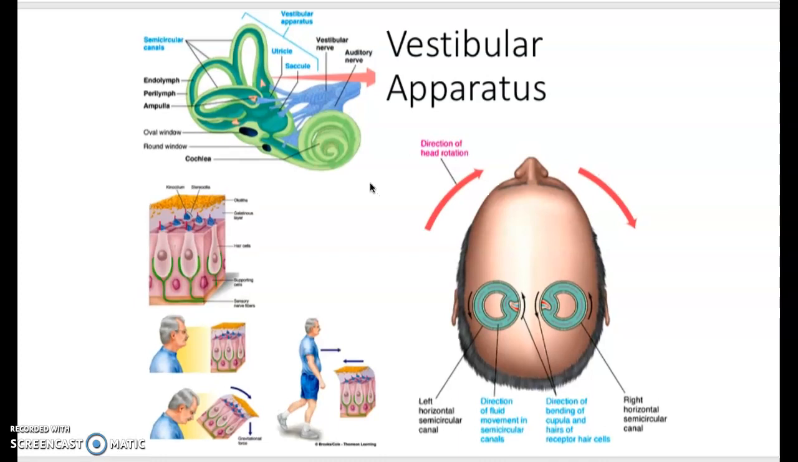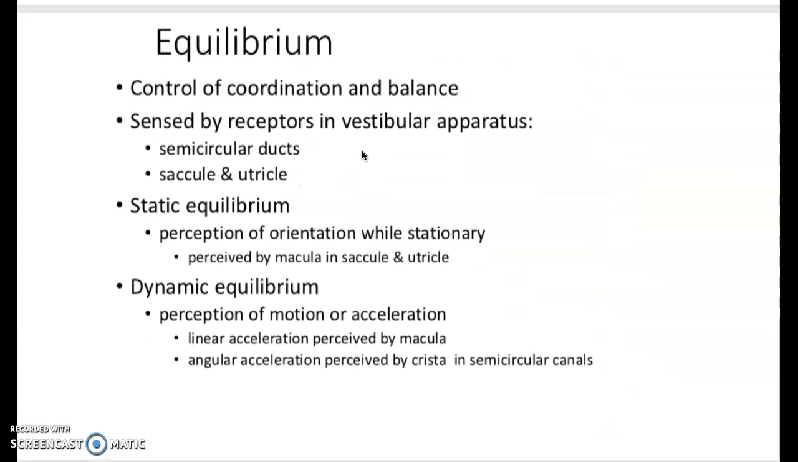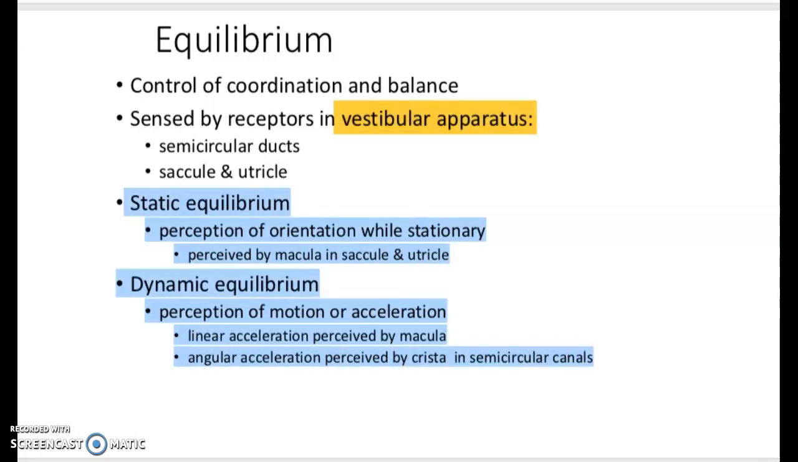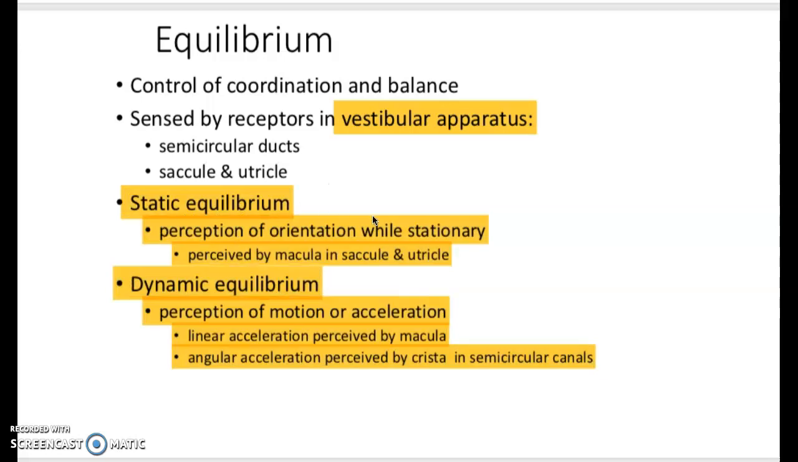So the vestibular apparatus is the part of your inner ear that helps you with balance. So equilibrium is your control of coordination and balance. This is from your vestibular apparatus. And there's two different types of equilibrium you should know. There's static equilibrium, which is your perception while you're stationary, and the dynamic equilibrium, which is your perception of movement.